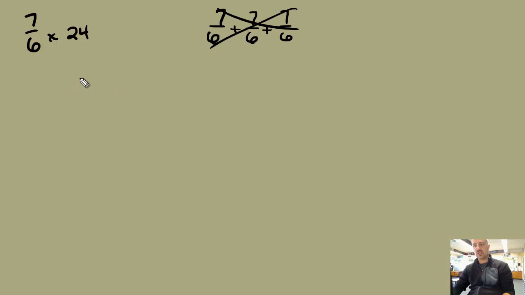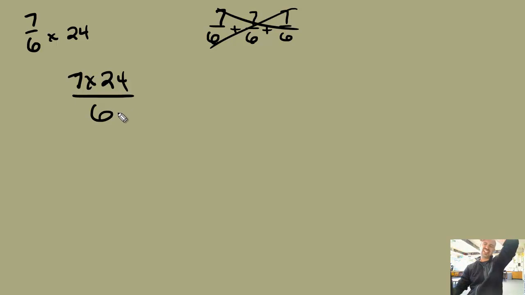We're going to do our strategy, which is 7 times 24, right? And that's over sixths, because we're dealing with sixths. Now, 7 times 24, I could probably do that in my head if I needed to, but I don't want to. Let's try and find factors that we have here.